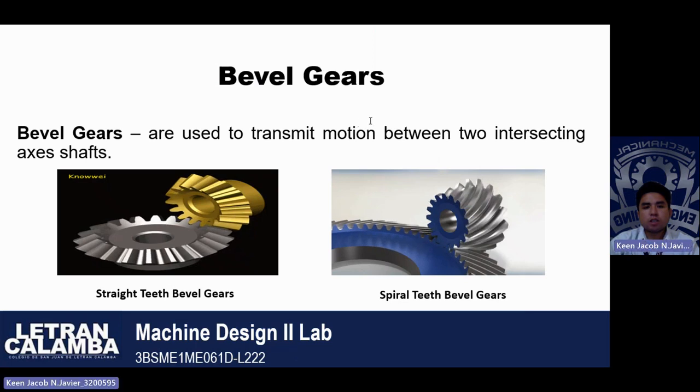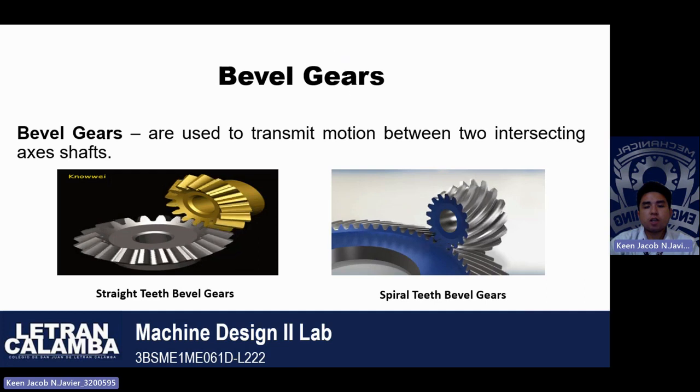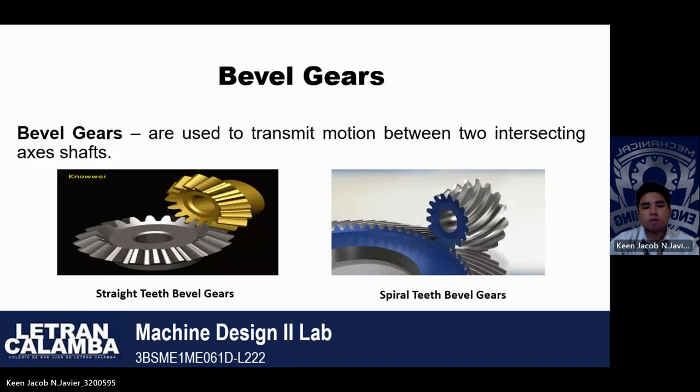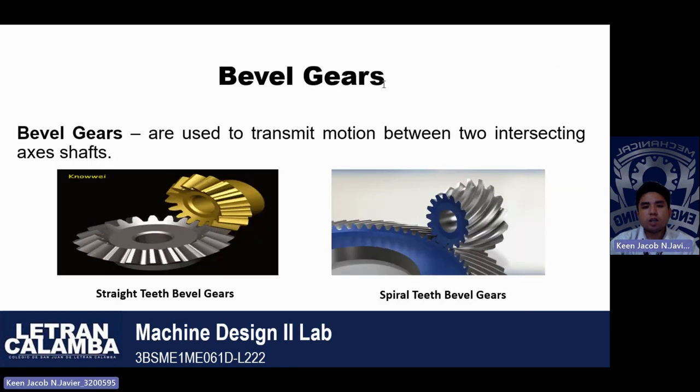Bevel gear is a type of gear that is used to transmit power between intersecting shafts that are at an angle to each other. So basically, there are five types of bevel gear. The first type is the straight teeth bevel gears. The straight teeth bevel gear is characterized by their teeth which are straight and parallel to the axis of rotation.